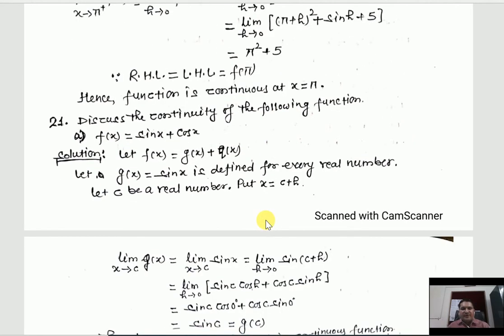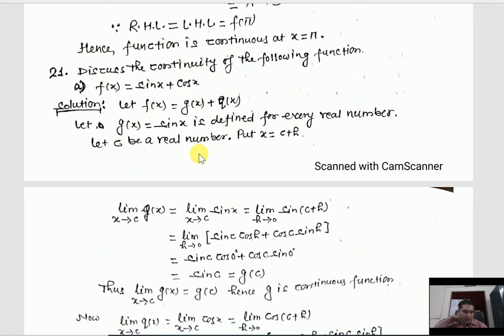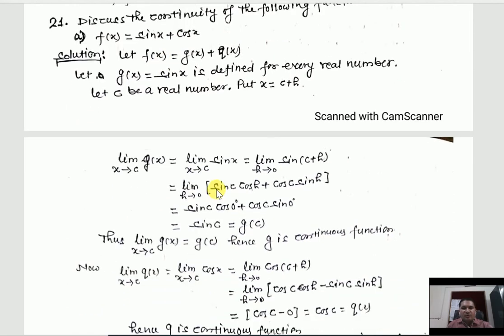Question number 21. Discuss the continuity of the following function. f(x) is equal to sin x plus cos x. So first I am going to check whether sin x is continuous or not and cos x is continuous or not. If both are continuous functions, then the sum of two continuous functions will be continuous only. So f(x) is equal to g(x) plus q(x), g(x) means sin x. So let limit x tends to c of g(x).